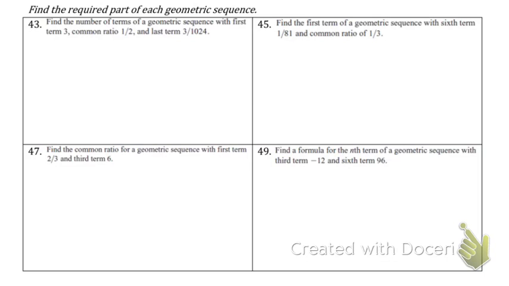49. Find the formula for the nth term of a geometric sequence where our third term is -12 and the sixth term is 96. Alright, find the formula of the nth term of a geometric sequence with a third term is -12. Let's just go. A sub 1, a sub 2, a sub 3 equals -12. A sub 4, a sub 5, and a sub 6 equals 96.